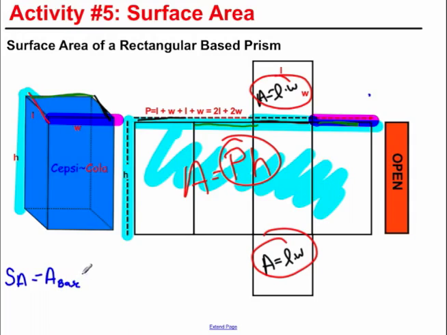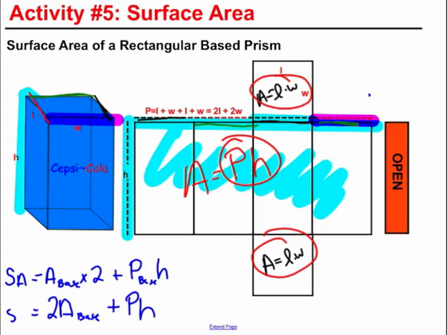And how many do we have? Times 2, because there are 2 of them, plus the perimeter of the base times the height. Or the more proper way is 2 times the area of the base. Notice I'm using a subscript, plus perimeter times h. And if you can understand this formula, it's easier and more versatile for all types of prisms.